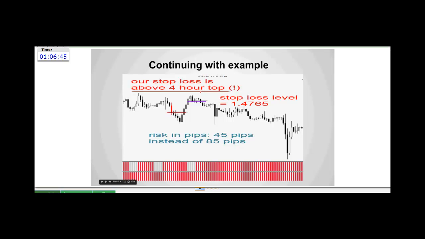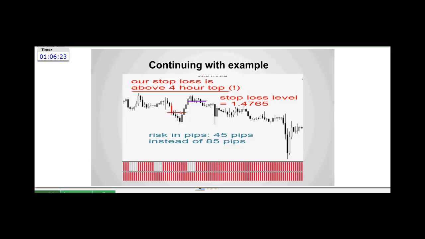our stop loss is above the 4 hours top. So that would be 147.65. The risk in pips with the lower one, with the original one, is 85, and we managed to reduce that to 45. So, if you look at those 40 pips in that relationship, of course, it's a big deal.